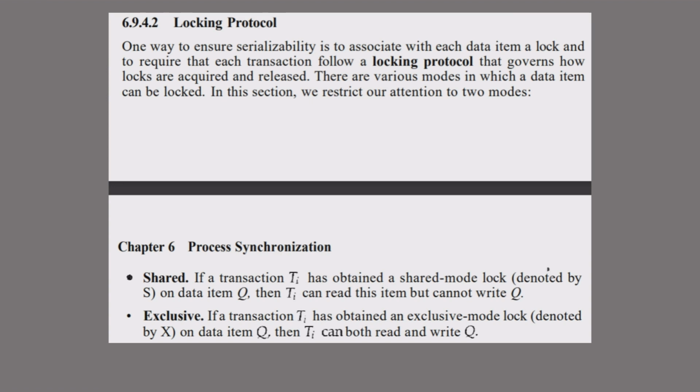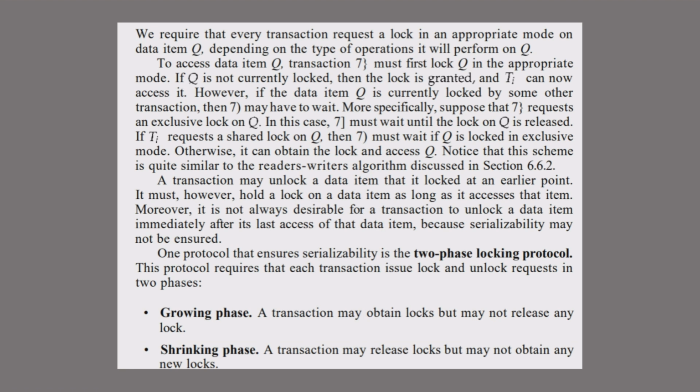Shared. If a transaction Ti has obtained a shared mode lock on the data item Q, then Ti can read this item but cannot write Q. Exclusive. If transaction Ti has obtained an exclusive mode lock on data item Q, then Ti can both read and write Q. Growing phase: a transaction may obtain locks but may not release any lock. Shrinking phase: a transaction may release locks but may not obtain any new locks.